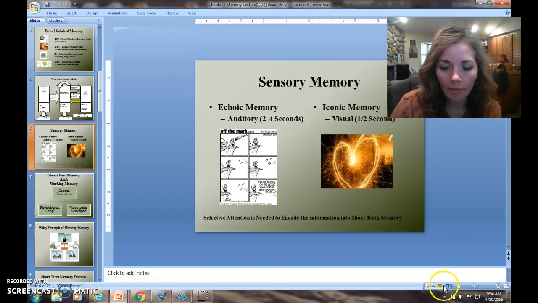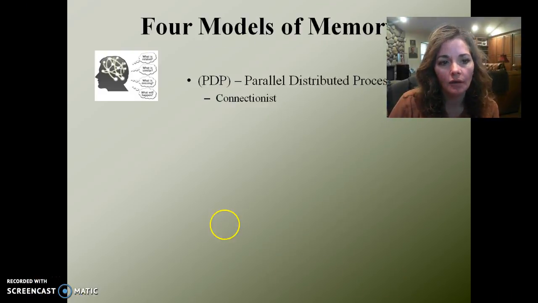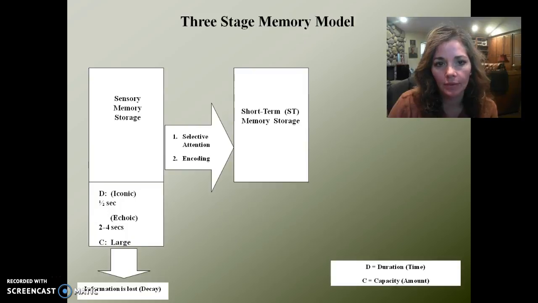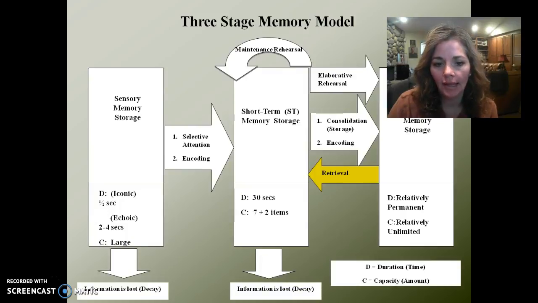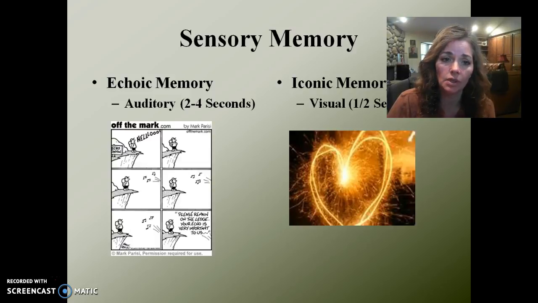And so I am just going to launch us. When we left off, we talked about the three-stage memory model and each of the three stages. And then I referenced the fact that each of these stages breaks down into subcomponents. So that's what we're going to focus on today. I want to start by talking about the different subcomponents of the sensory memory.